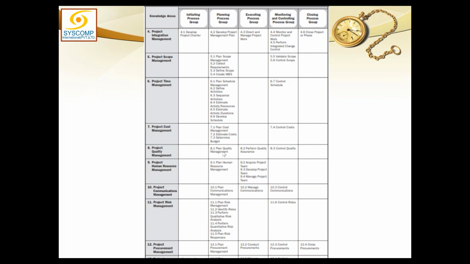But we have 47 total processes, out of which 24 processes are in planning process group. That would show you the importance of planning. It's almost more than half of the processes exist in planning. So a very thorough planning is required for each and every knowledge area. Do you understand this point?